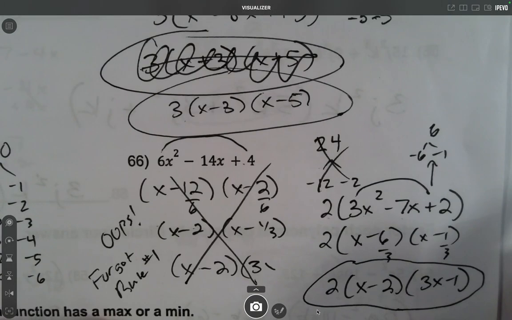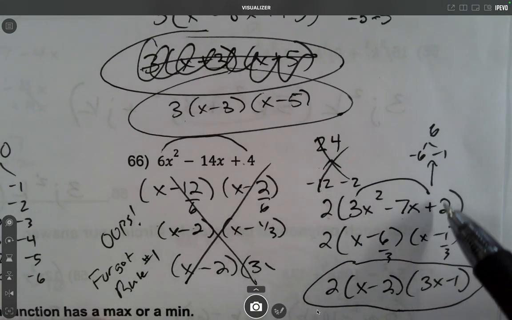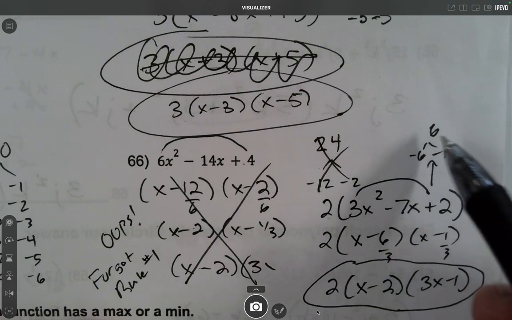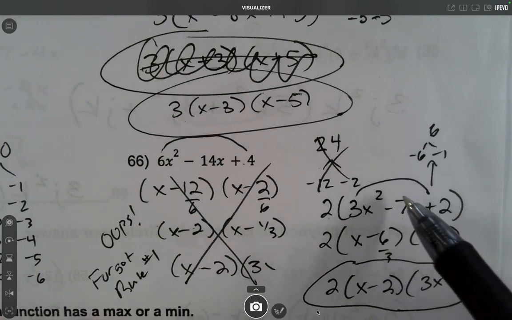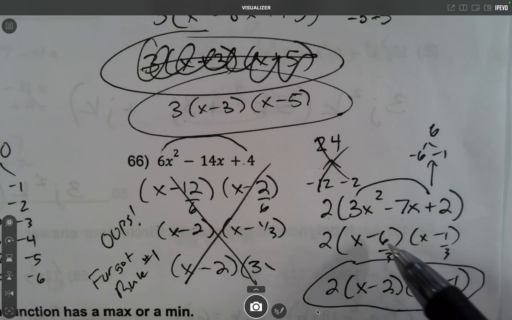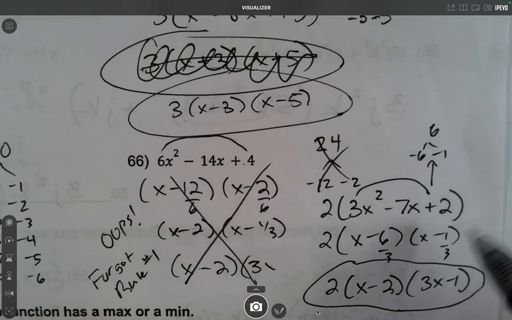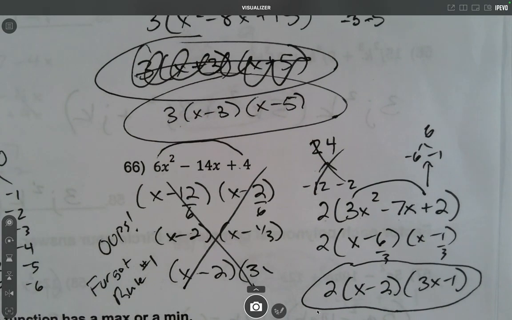Then I do the bottoms up method. I say 3 times 2, that's 6. I need something that multiplies to be positive 6 and adds up to negative 7. So I pick negative 6 and negative 1. Then that 3 we tried to ignore and push away came back. 6 divided by 3 is 2. This will not reduce, so I bring the 3 up, bring the bottom up, and get 3x minus 1. And that 2 we pulled out at the beginning is still there. It's still part of the answer, so don't leave it behind.